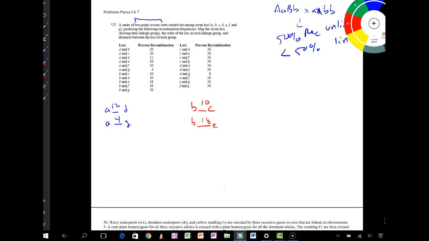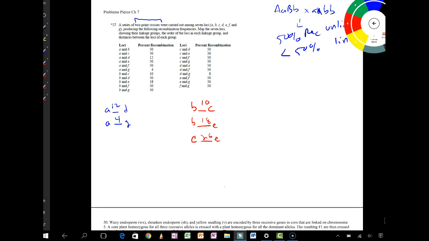B and F not linked. B and G not linked. C and D not linked. C and E linked, at 26. That makes sense. B's linked to C, B's linked to E, so C should be linked to E. So we're just putting them in groups now, and then we'll figure out the overall map.